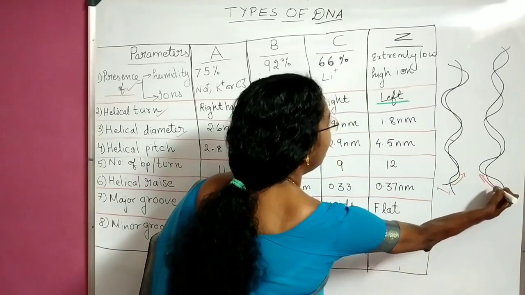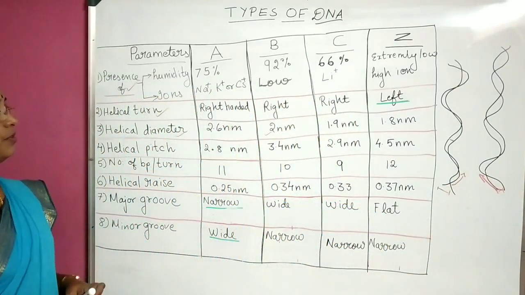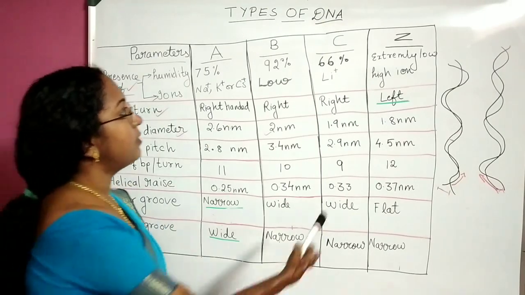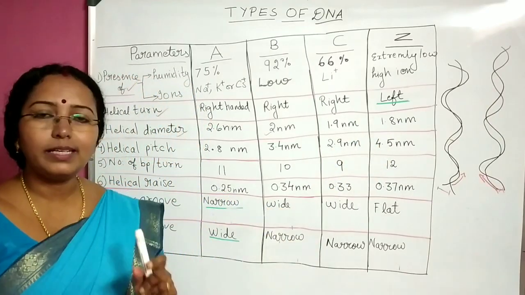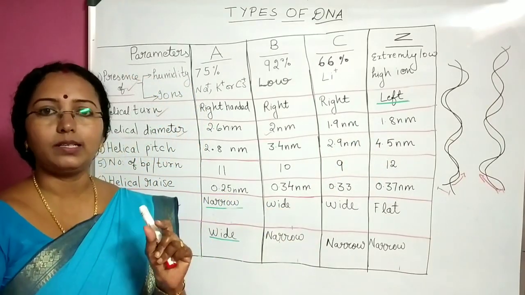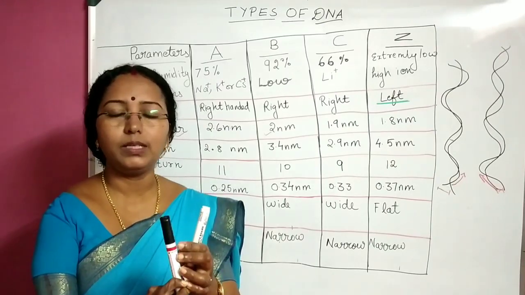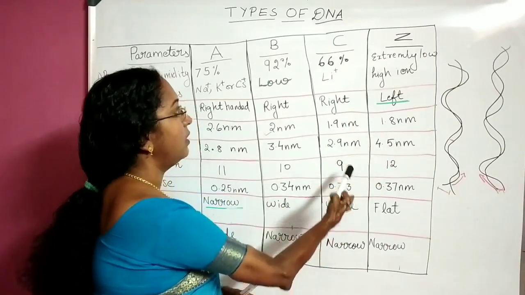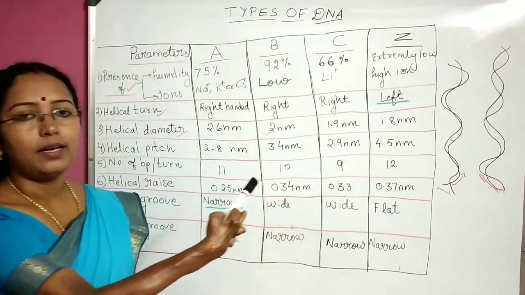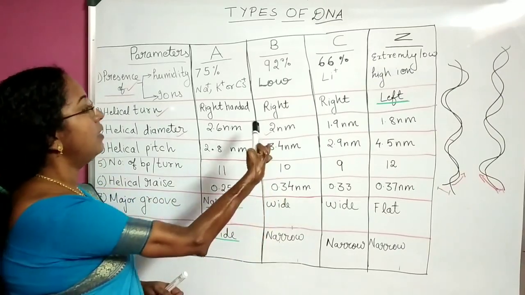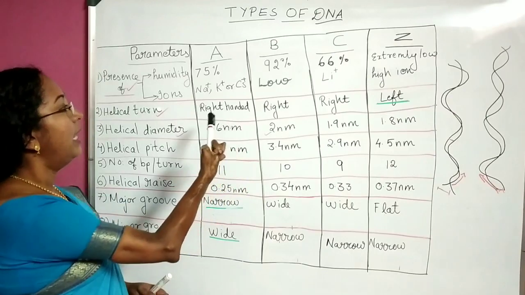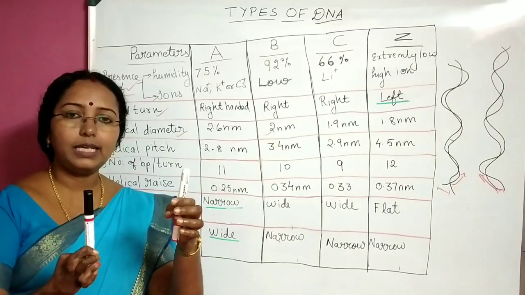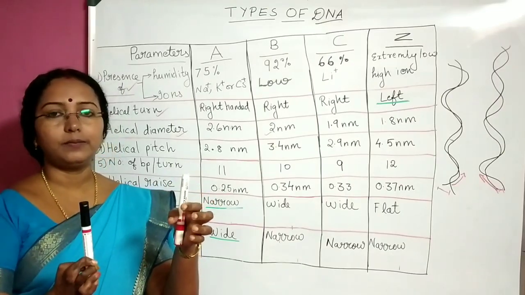So when you look at these particular forms of DNA, A, B, C and Z form of DNA, in the case of Z form of DNA, the width is extremely less. The distance between the two strands is just 1.8 nanometer. But in the case of C, it is a bit higher, 1.9 nanometer. Then in B form, it is 2 nanometer. And in A form, it is 2.6 nanometer. So that is with regard to the width or the diameter of the helix. I hope that is clear to you.